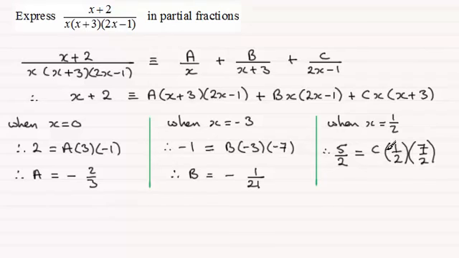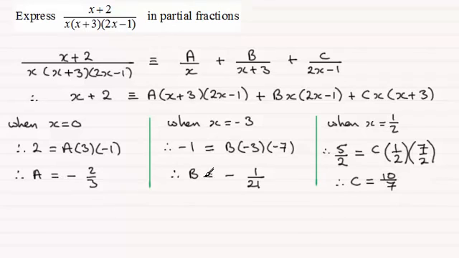So if I multiply these two fractions together, I've got 7 over 4. So we've got 7C over 4. Multiply both sides by 4, and I end up with 10 equals 7C. So therefore, if I divide both sides by 7, then I end up with C equaling 10/7.